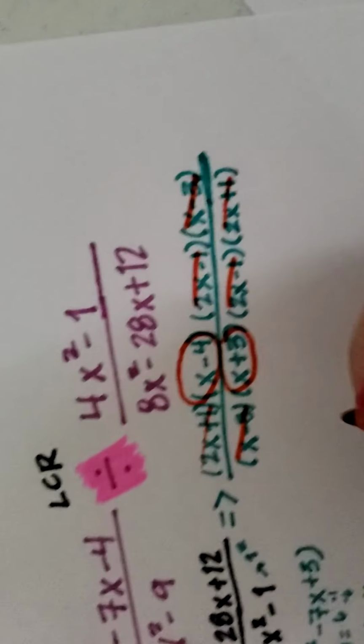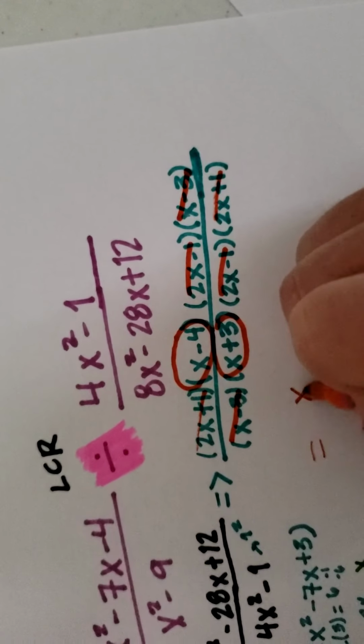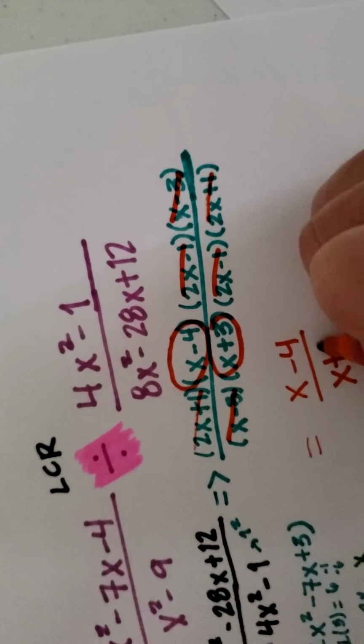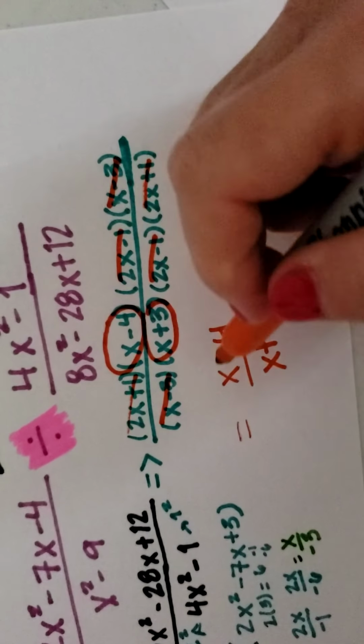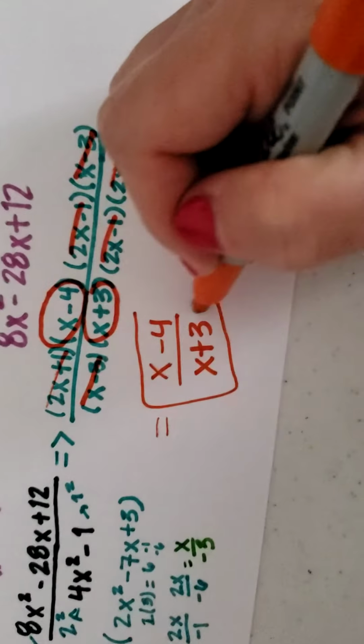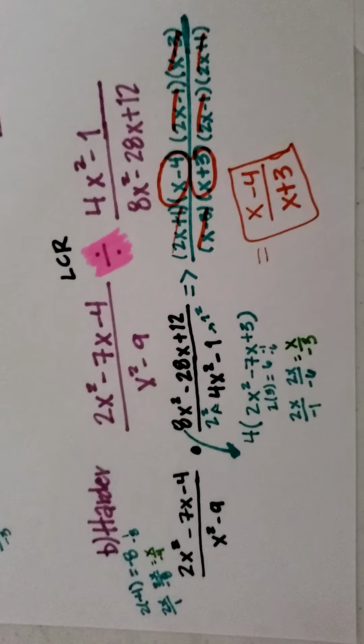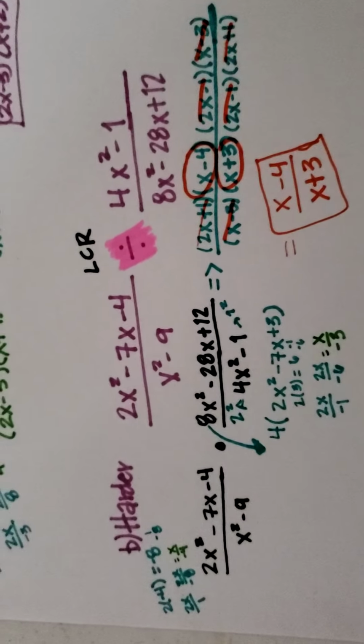So let's take a look. X minus 4 over x plus 3. Those will not reduce each other. So this is as simplified now as it will go. It did take a little bit of work. I mean, look at that. But it's using every skill that we have learned, and you guys totally have this.